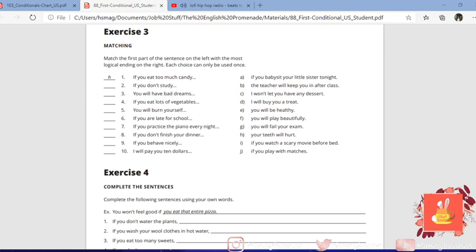Nice job, Ari. Perfect score. First one's already done. Oh, right. You're right, Mariana. So it's okay. Even if you didn't list it, that's perfect.